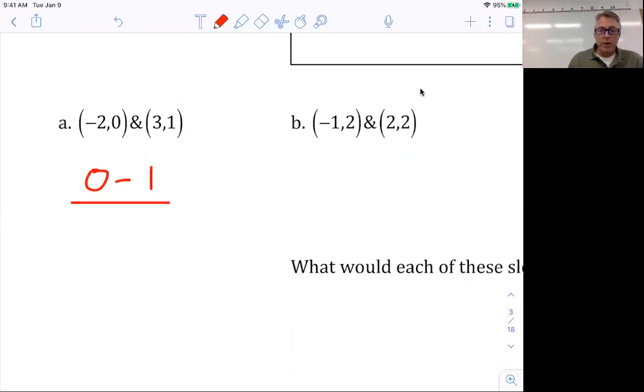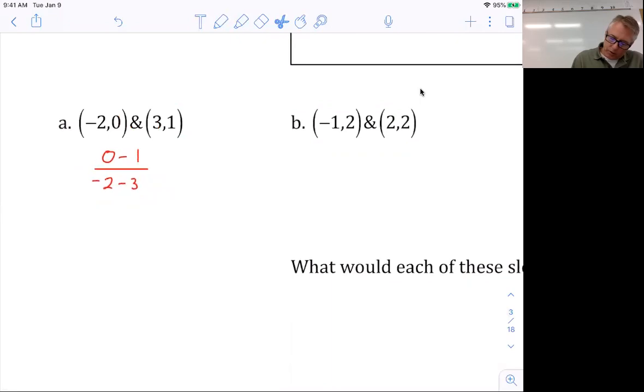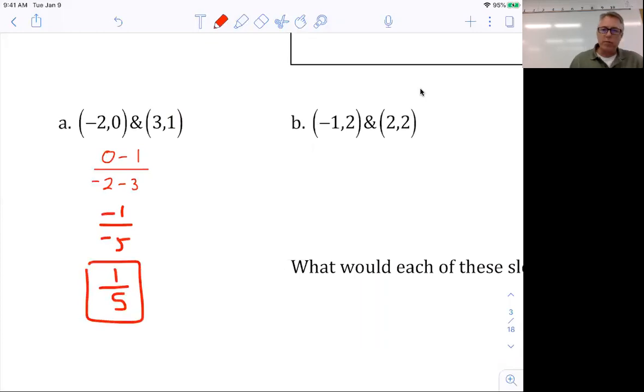So I did 0 minus 1 on top, so I'm going to do negative 2 minus 3 on the bottom. And I would get the same answer if I went the other way with it. If I went 1 minus 0 and then 3 minus negative 2, we would get the same answer, because in this case, we're going to get negative 1 over negative 5. And a negative divided by negative, of course, is a positive. So that is a slope of 1 over 5, or 1/5.